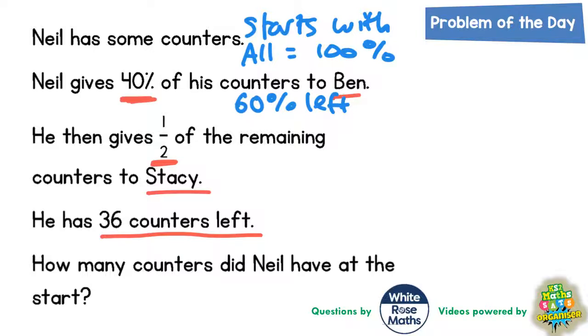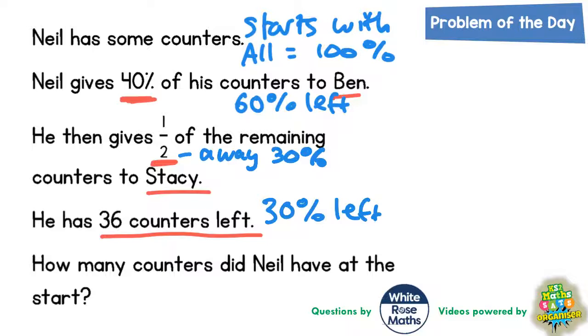He then gives half of the remaining counters to Stacy. So half of this 60% that's left would be 30%. So he gives away another 30%. We're going to take away another 30%, which means 60 take away 30%, he's only going to have 30% of what he started with left.